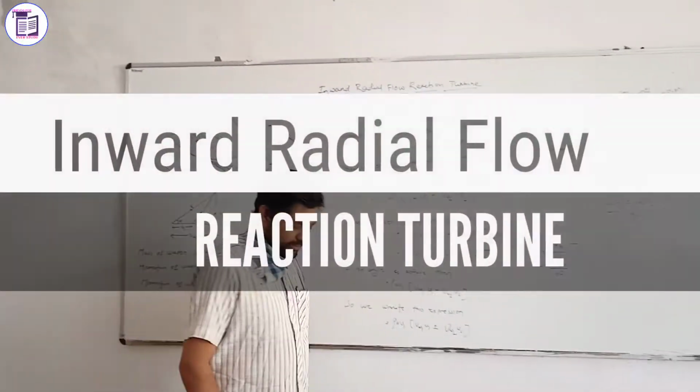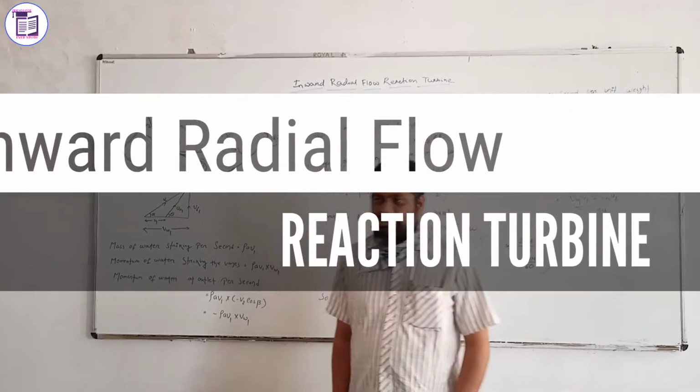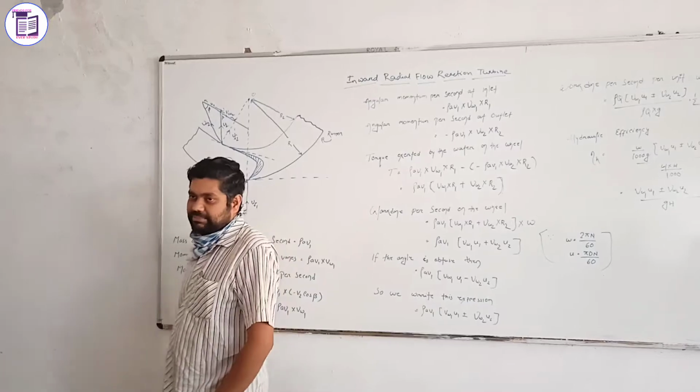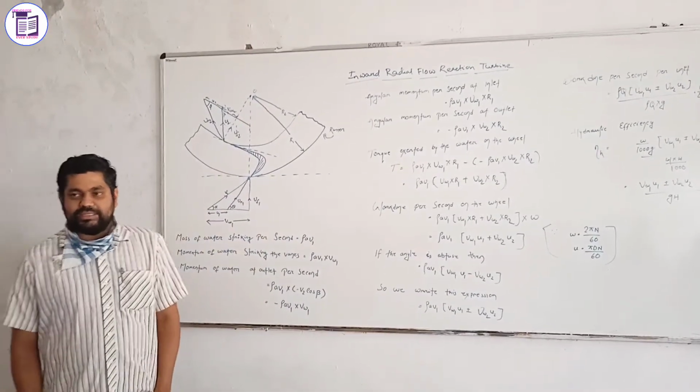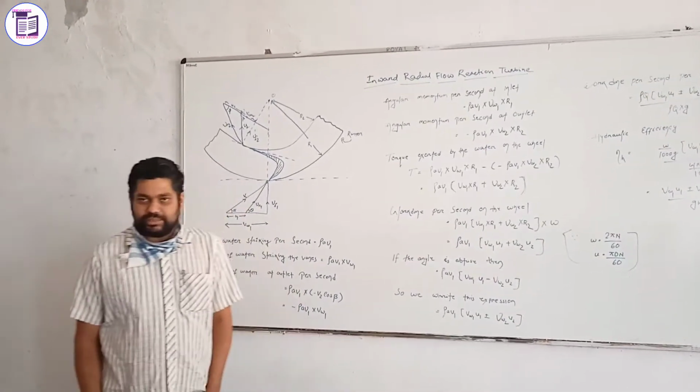Inward radial flow reaction turbine. Under the reaction turbine, we have previously already discussed what a reaction turbine is. If at the inlet of the turbine both pressure energy and kinetic energy are available, then that is called a reaction turbine. So here we study the inward radial flow type reaction turbine.